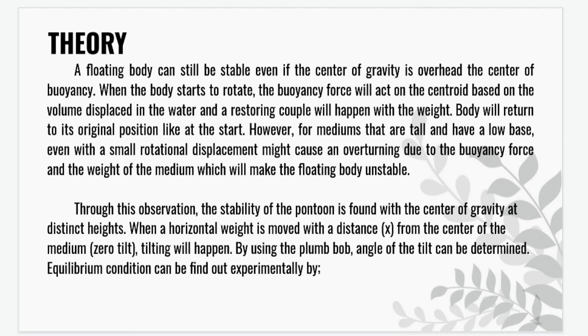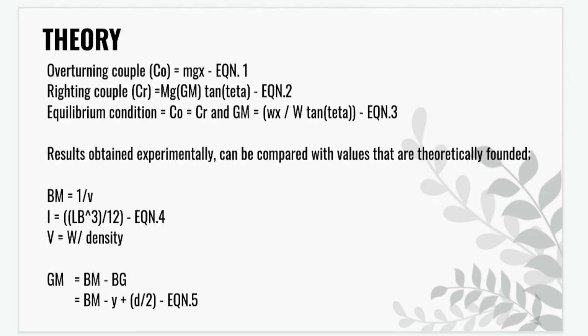Equilibrium condition can be found out experimentally by overturning couple CO equals to mgx, which is equation number 1. Righting couple CR equals to mg GM tan theta. Equilibrium condition, CO equals to CR, and also GM equals to wx over capital W tan theta, equation number 3. Small w is given inside the experiment, and capital W is a constant.